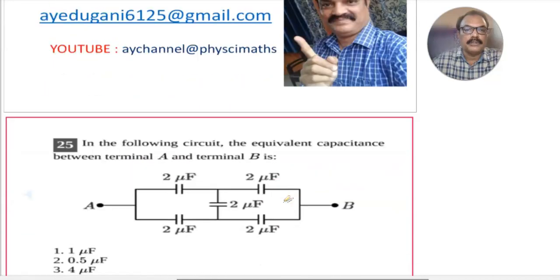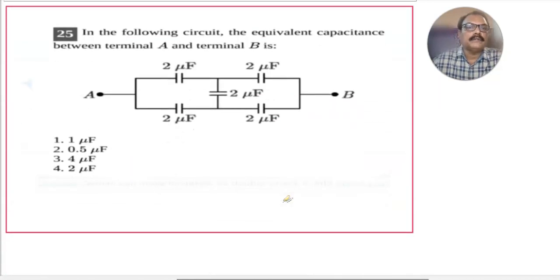Let's start the question here. The question is, in the following circuit, the equivalent capacitance between the terminals A and B is how much? So we need to find out what this is. By seeing the circuit, don't fear, because you might have studied this type of circuit in current electricity and also in capacitors. Many times this type of question might have been solved.